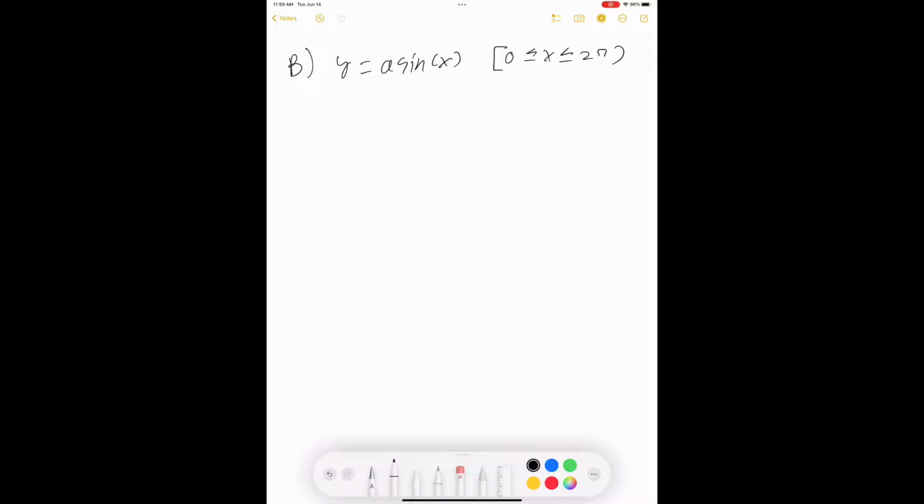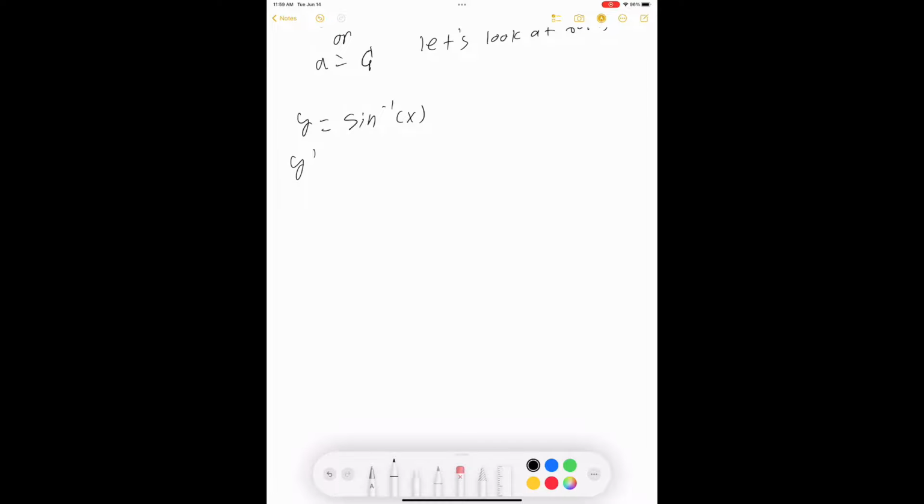Next up, we have the function y equals a sine of x bounded from 0 to 2 pi, but we don't know exactly what that a means. It's not very clear. A could be the arcsine, a could be a constant, so let's just look at both to be safe, right? So let's first take it as arcsine. So y is equal to arcsine of x, right? So first thing we're going to need to do is take the derivative of arcsine of x, which is 1 over the square root of 1 minus x squared.